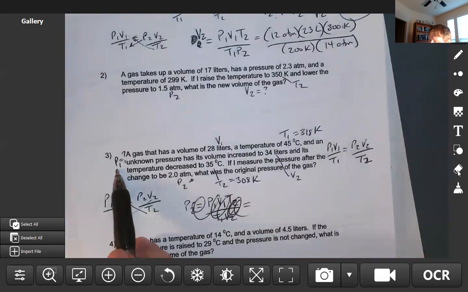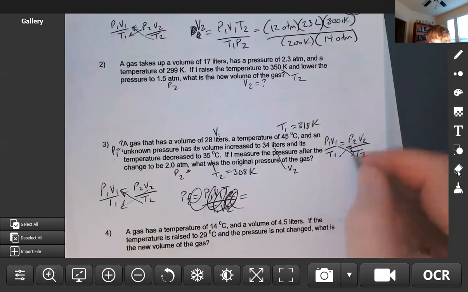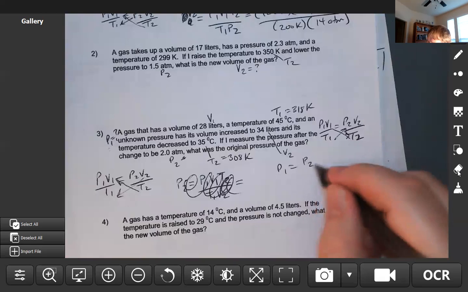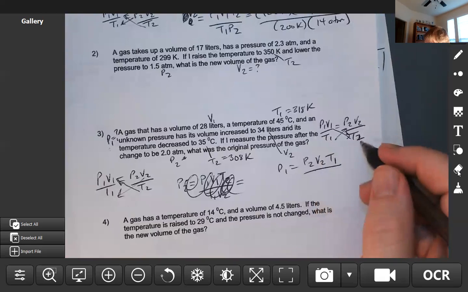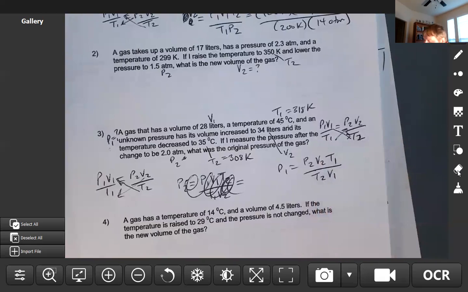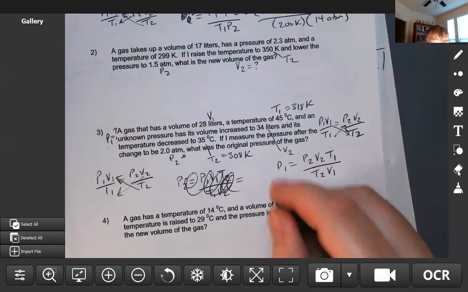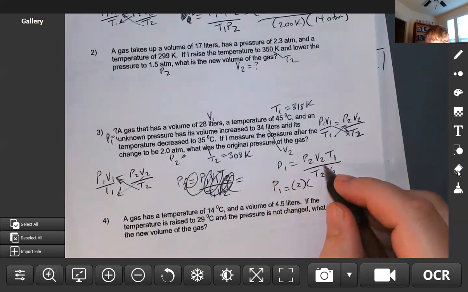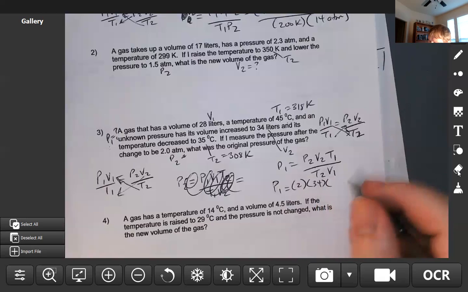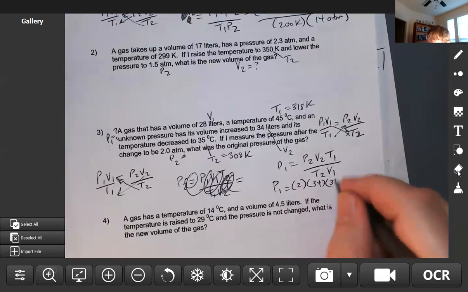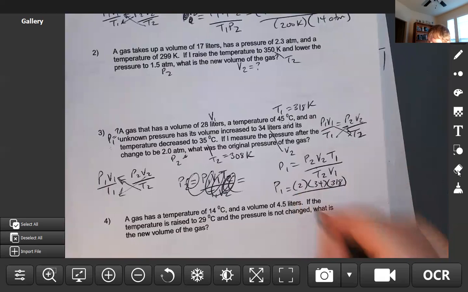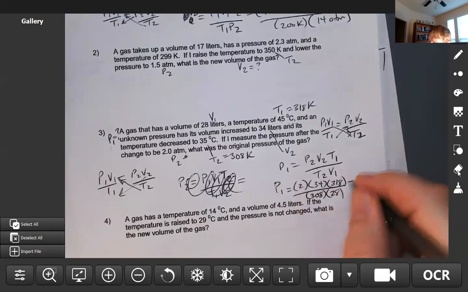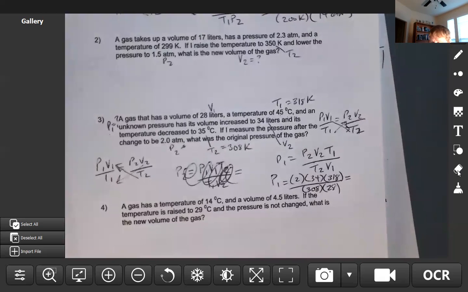All right, so we're looking for P1 on this one, not P2. So I need to take T1 that way and V1 that way. So P1 equals P2, V2, T1 over T2, V1. Now I got it. All right. So two atmospheres, V2, let's find it. I lost it. There it is, 34 liters. And T1, not T2, T1 is 318 Kelvin. All right, T2 is 308, and V1 is 28.